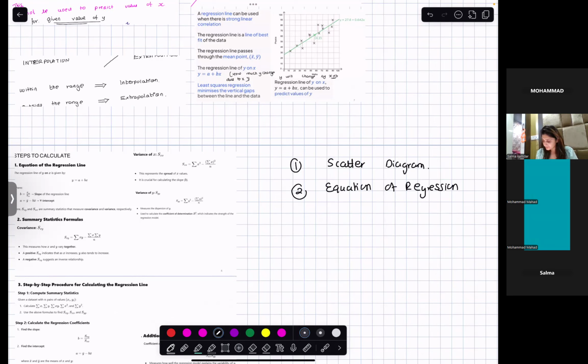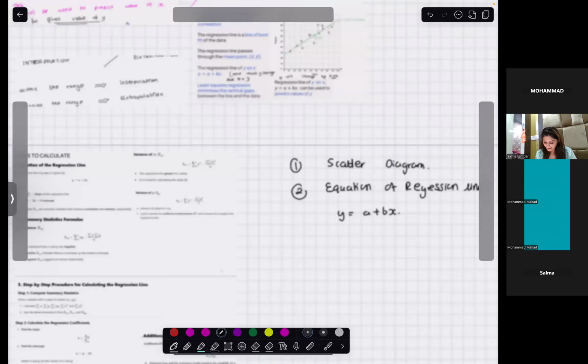Y equals mx plus c, right? Y is equal to a plus bx. Yeah, a plus bx, the same. The first thing was our scatter diagram. The second thing was our equation of the regression line.